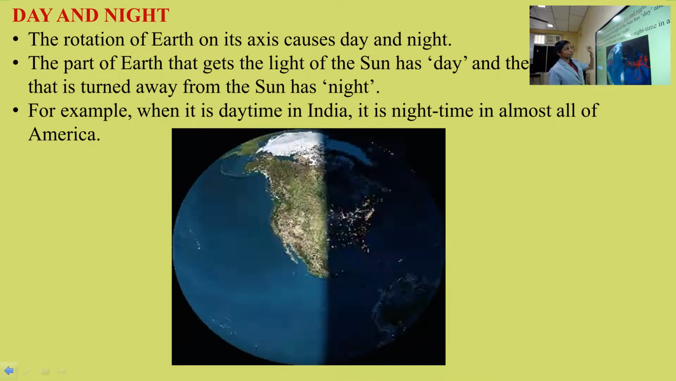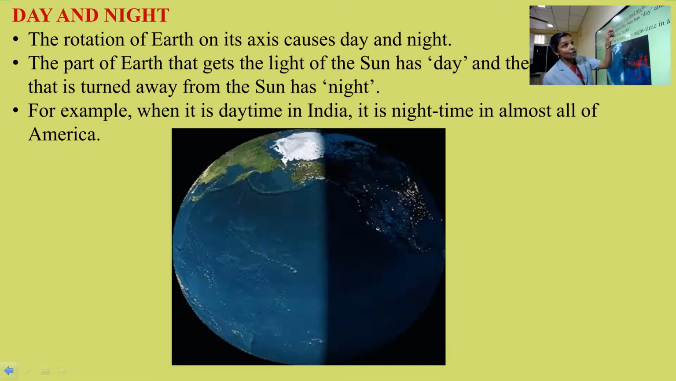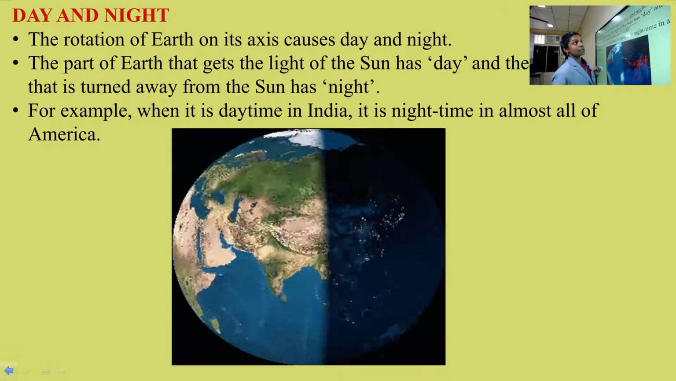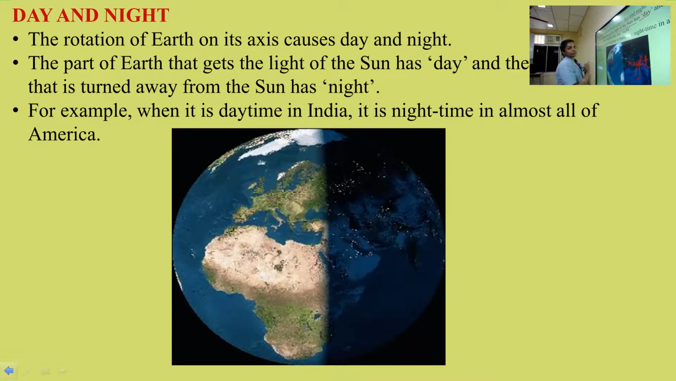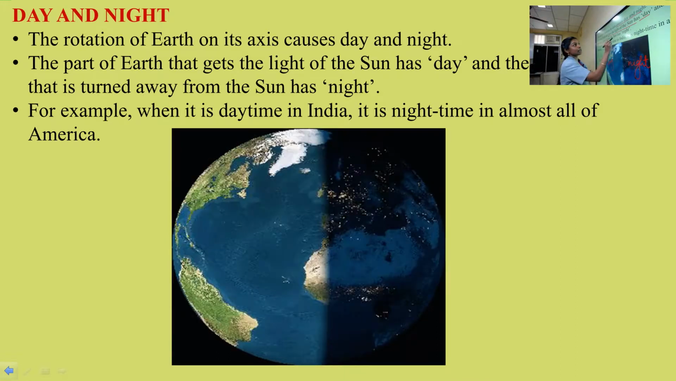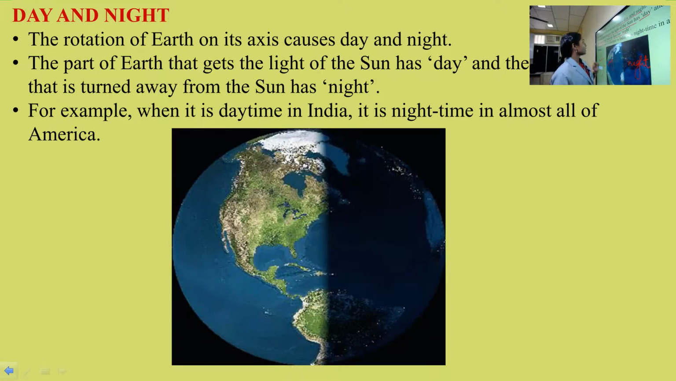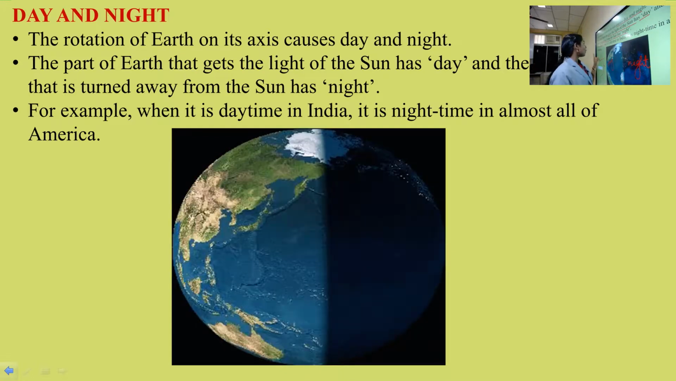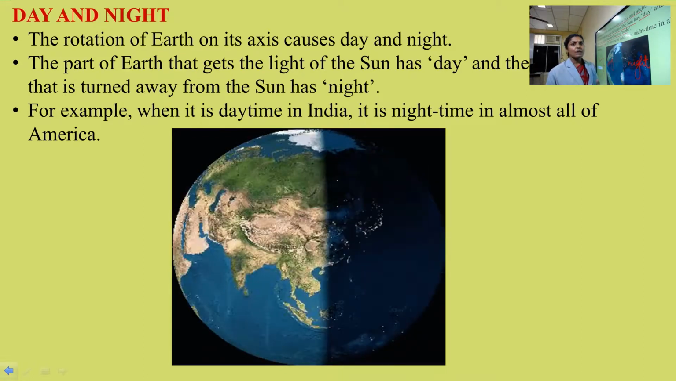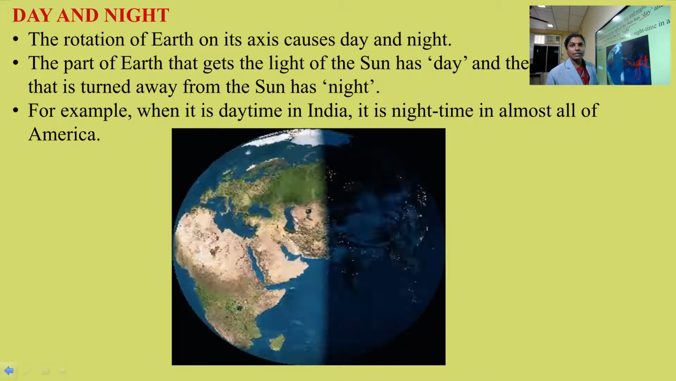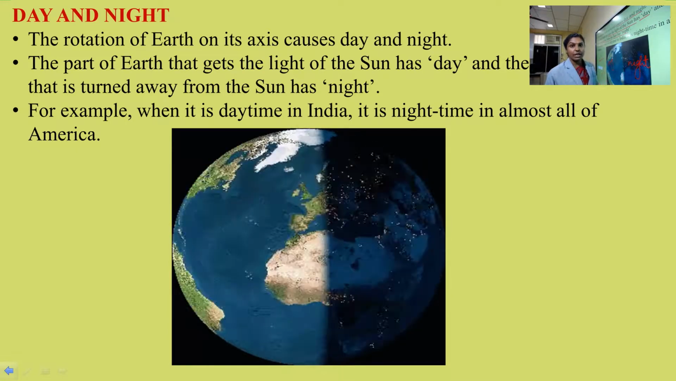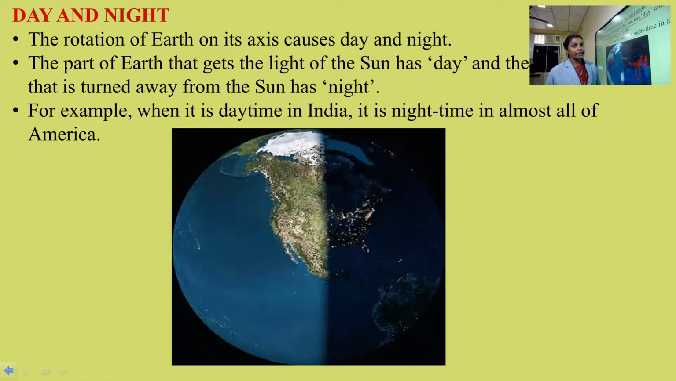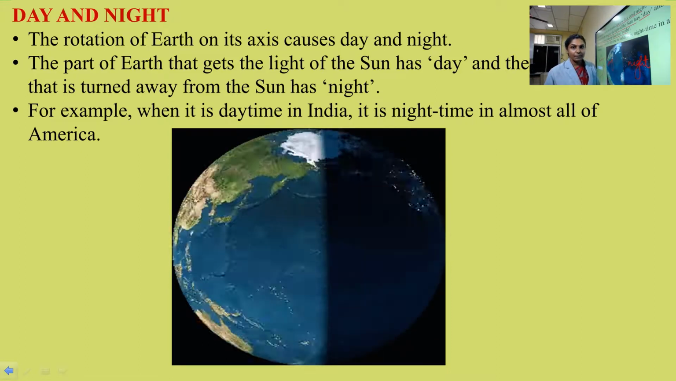So the rotation of the Earth on its axis causes day and night, and the part of the earth that gets the light of the sun has day, and the part of the earth that is turned away from the sun has night. For example, when it is daytime in India, it is night time in almost all of America. Some of your relatives will be in the foreign countries, in America or in the European continents. When you are calling them, now we have the video chatting and all those things. When you are calling them, you might have asked, what's the time there?